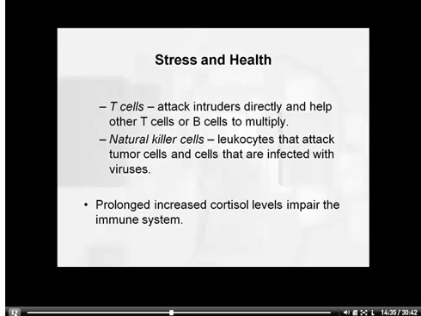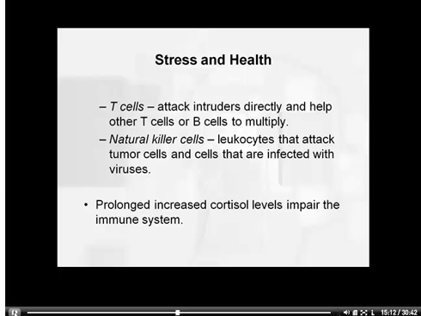The T cells, think of them as like the ninjas. They're going to go and attack the intruders directly, and when they're not busy attacking the intruders directly, they're going to help the bullet makers. The natural killer cells, let's just call them the grenade throwers. So the T cells would be like the ninjas, where they're going to attack you directly.